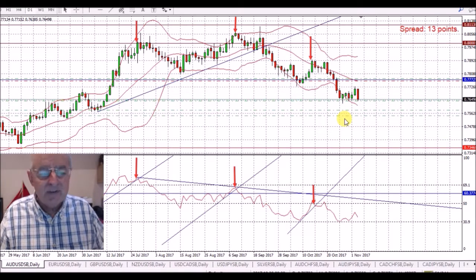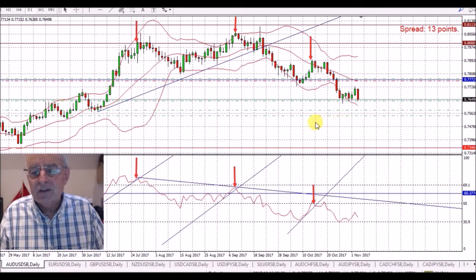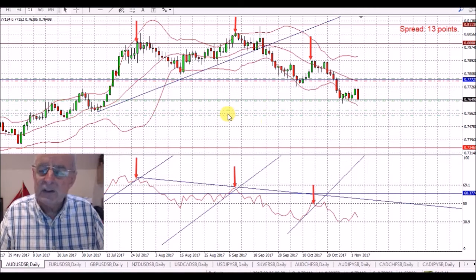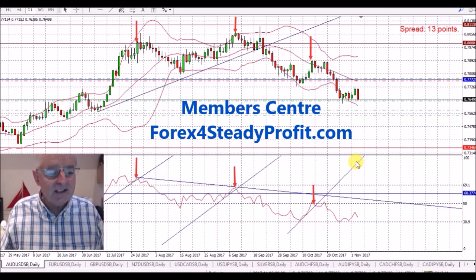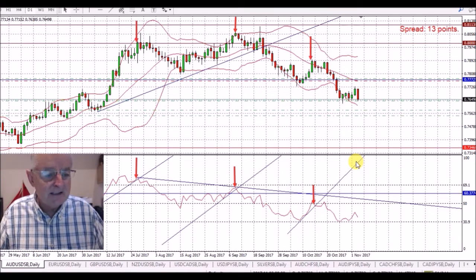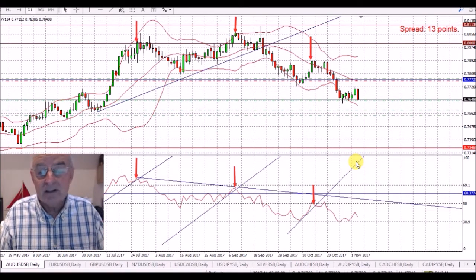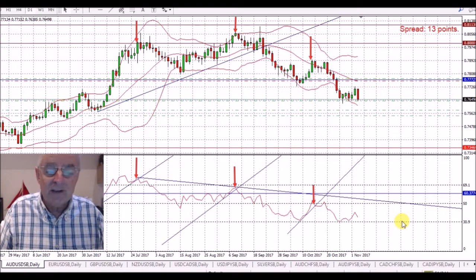On the Members Center, I do a divergence chart. I've got a divergence calculator which I use on the crosses, and the crosses give us a slightly better result, I believe. But anyway, that's the way I use the CFTC and the RSI combined to give me my entry positions. And we'll be looking at that over the coming weeks.